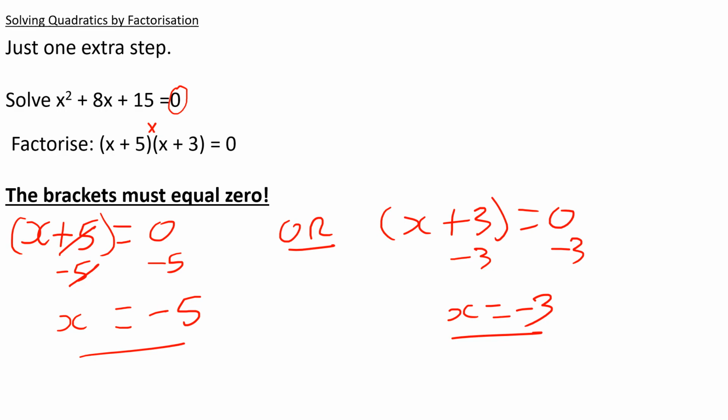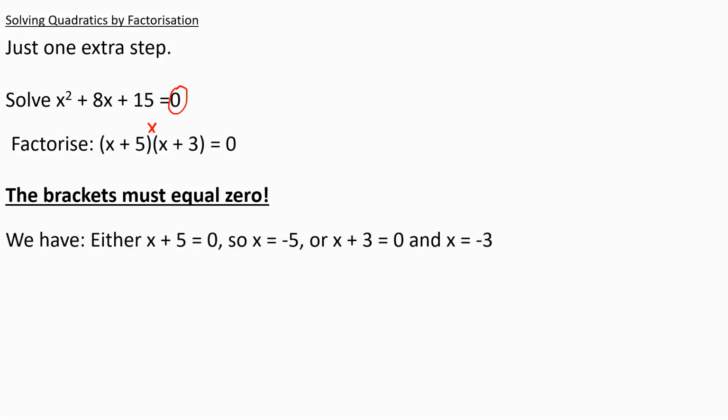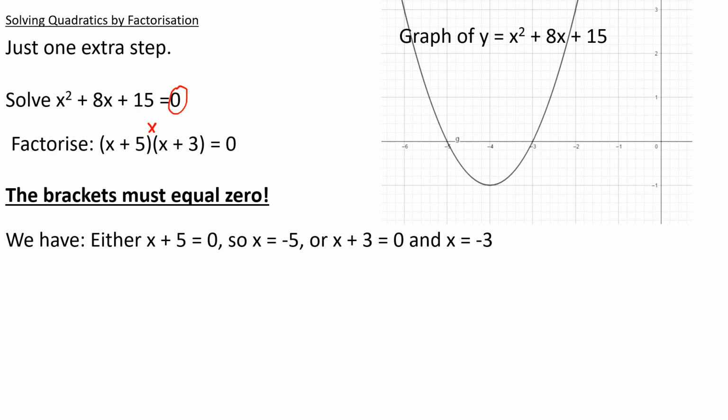You might be a bit confused that there are two answers, but a quadratic equation or a quadratic expression, if I draw it as a graph, looks like a curve. And it's possible that it hits the x-axis in two places. This is why there are two possible answers. And in this case, the graph will look something like this. If you notice, the graph cuts the x-axis at x equals minus 5 and x equals minus 3, which are the solutions.